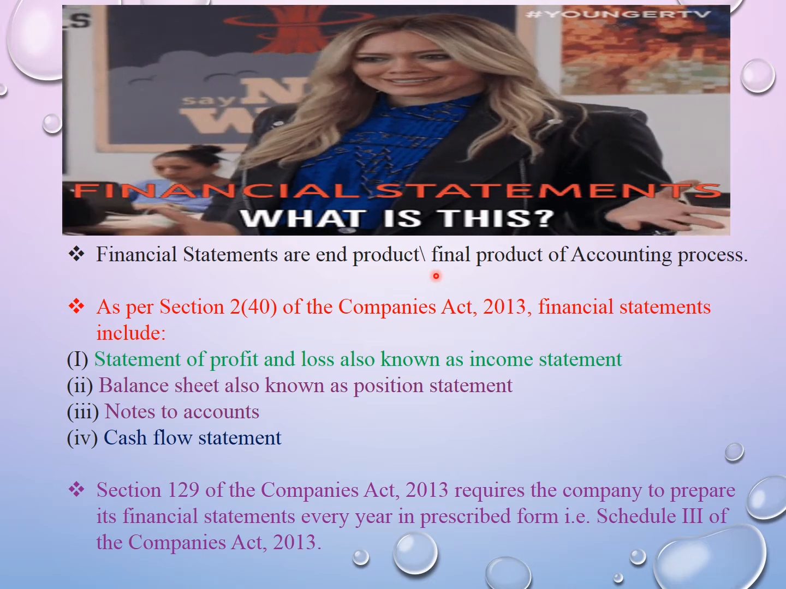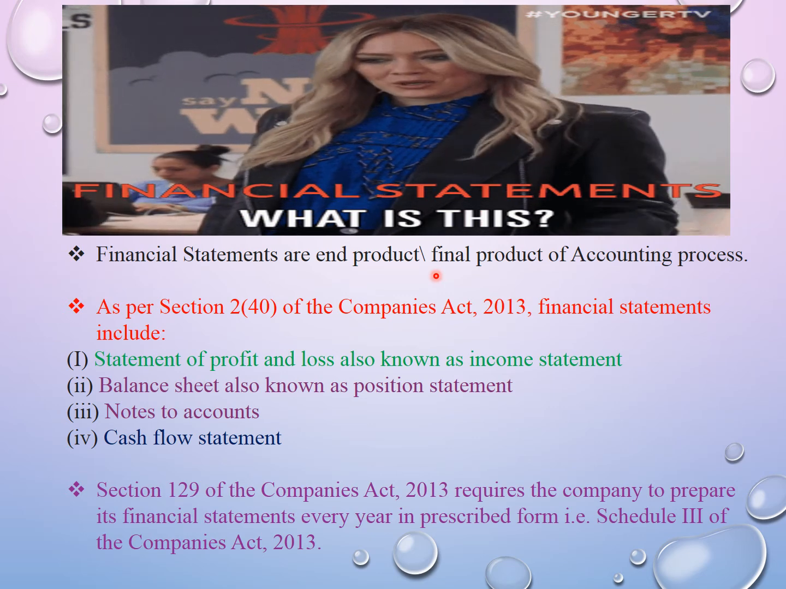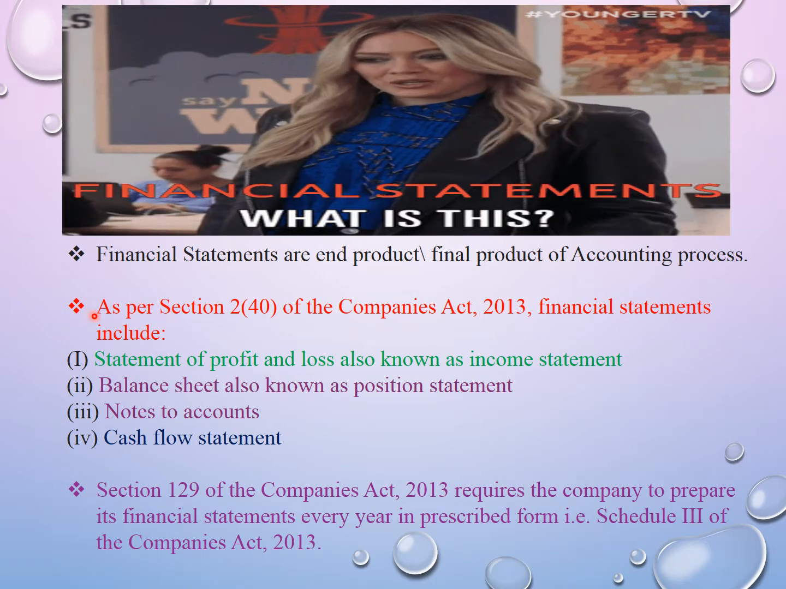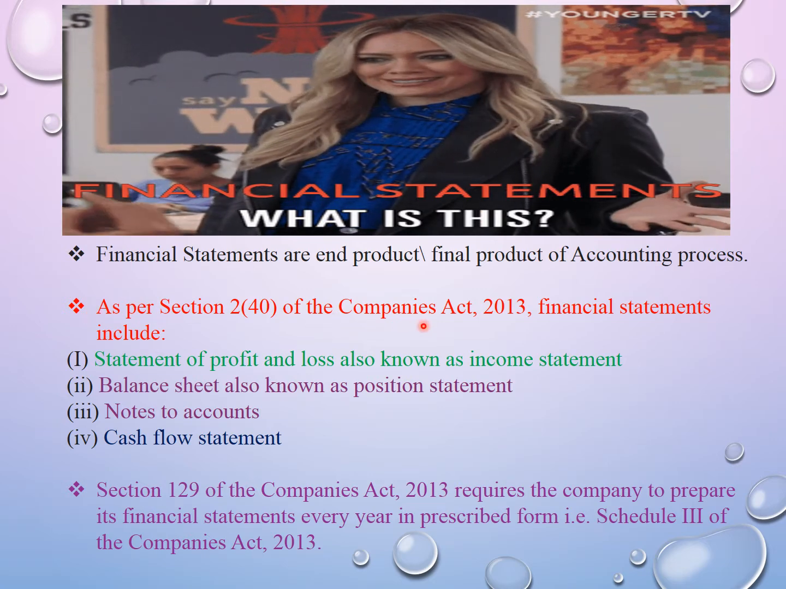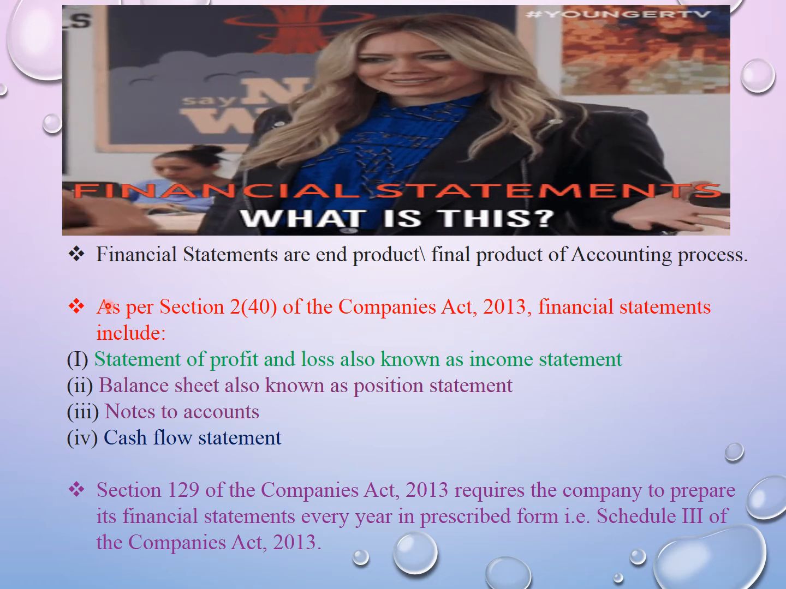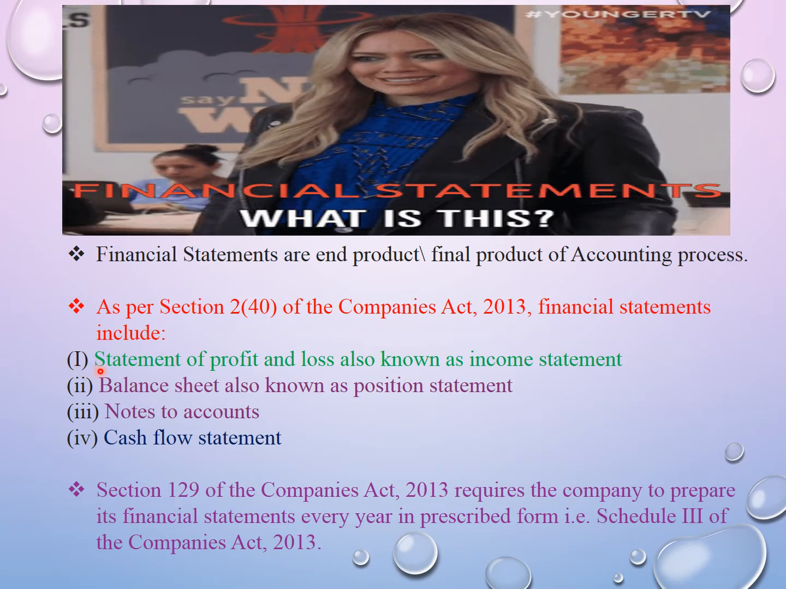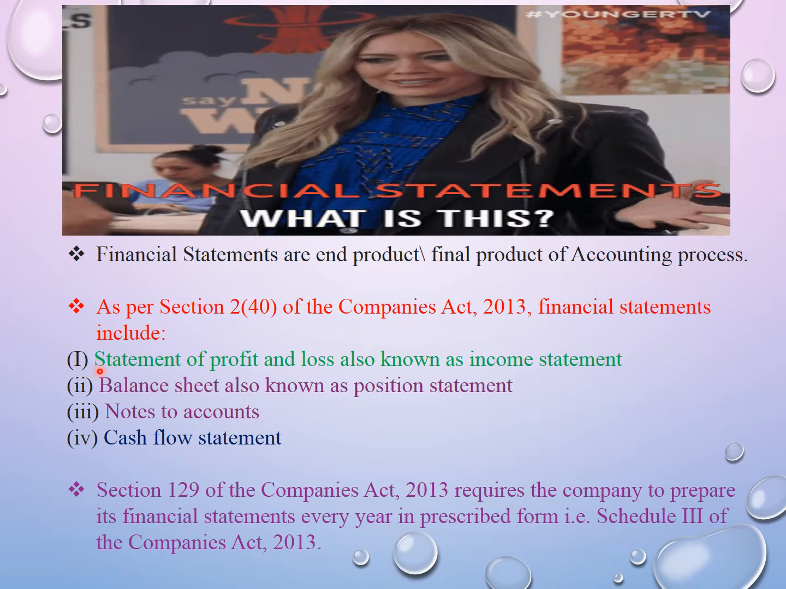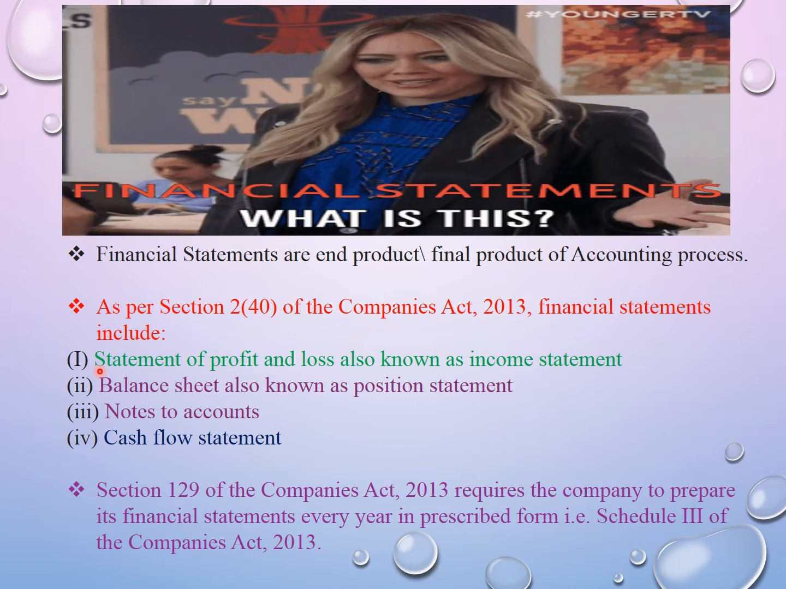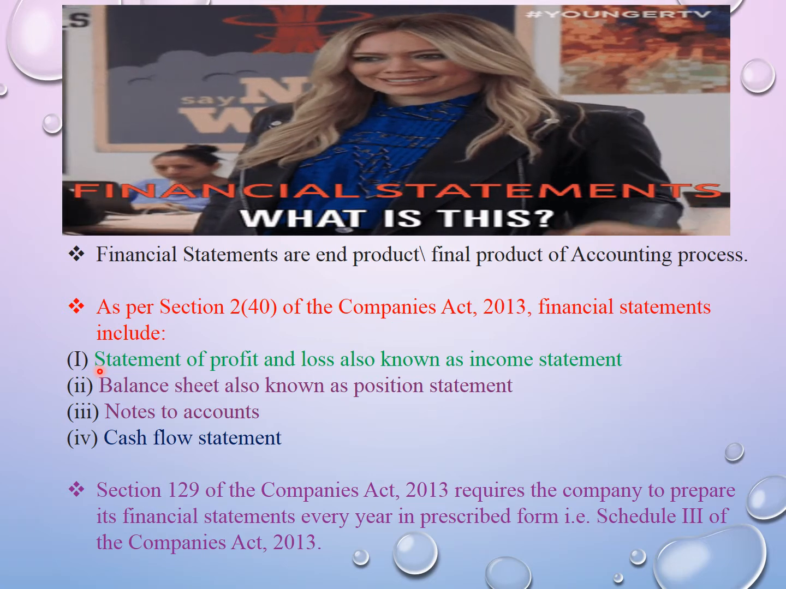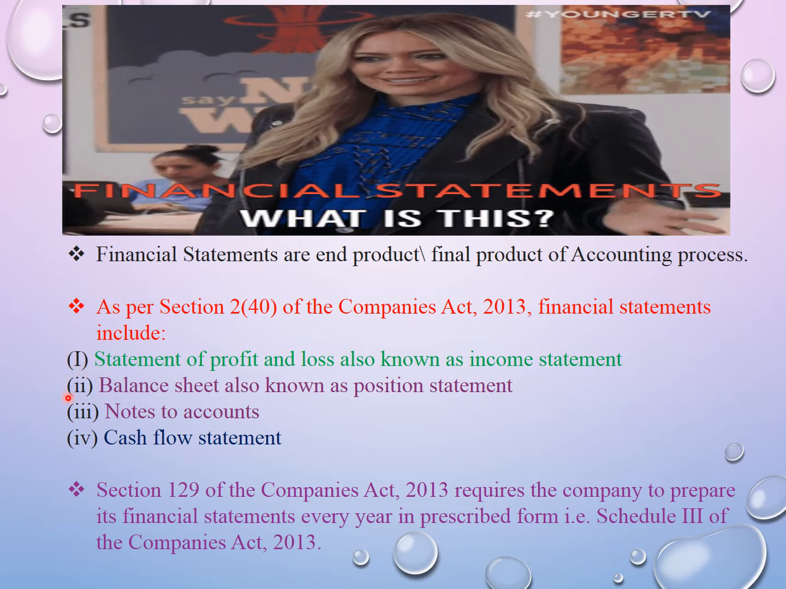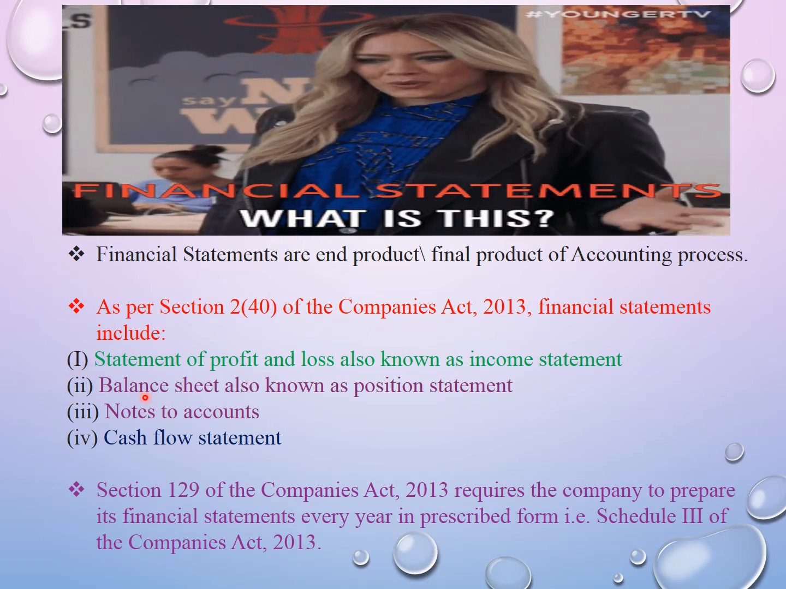As per Section 2, subsection 40 of Companies Act 2013, financial statements broadly include three parts, that is, statement of profit and loss, which gives us our position of profit and loss. Therefore, it is also known as income statement. Second part is balance sheet, which tells us about our status of assets and liabilities. So it is known as position statement.